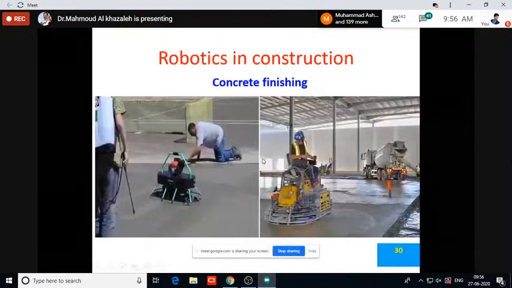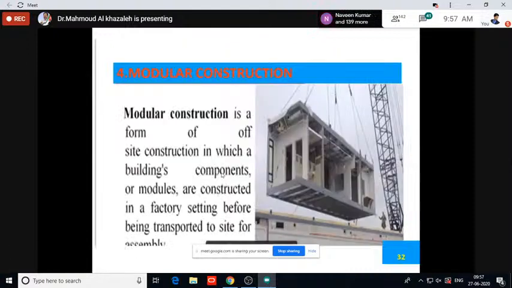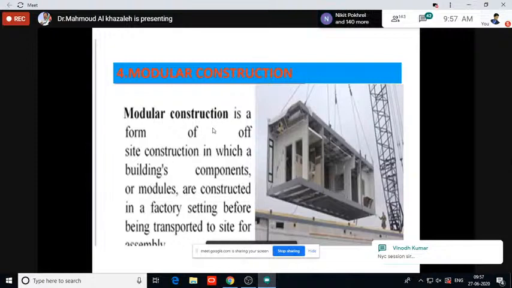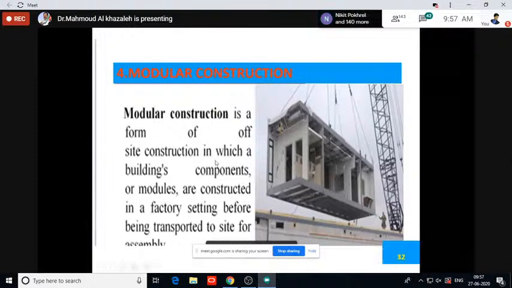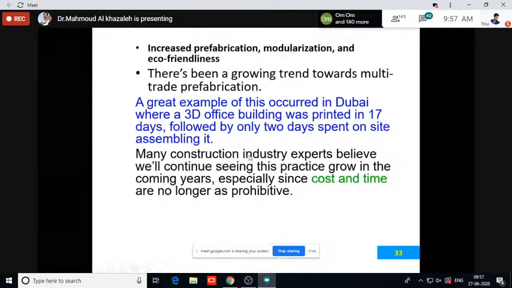And robotics in construction, concrete finishing, today you can do by remote control. Robotics in construction is used for welding even, and for modular construction: you can make the model for any building, assemble that model, and fix it on the site at any time. So it will lead to increasing prefabrication, modularization, and eco-friendliness.